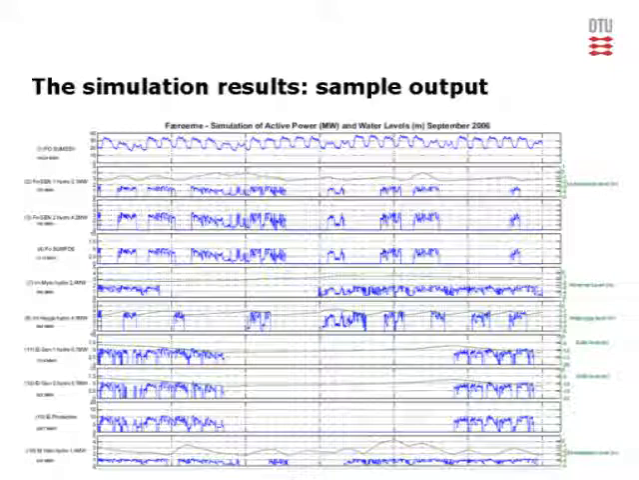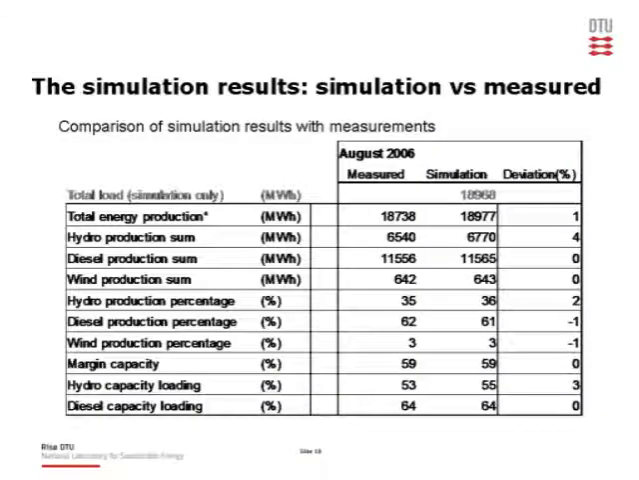So it's power down the left-hand axis, time along the bottom, and along the right here in green, this is the level of the reservoirs that the simulation is predicting. So that's the sort of output that we can get. And of course, if you integrate these, if you sum them up, these power graphs, then of course you can get the energy production. And it's the energy production figures that are quite interesting to compare between the simulation and the measured.